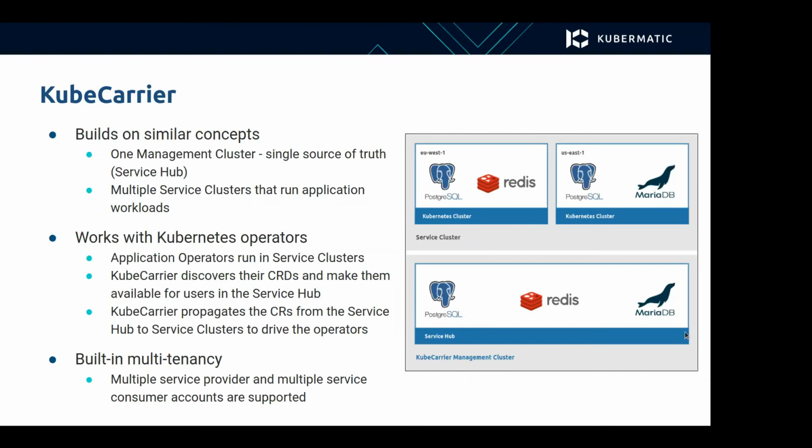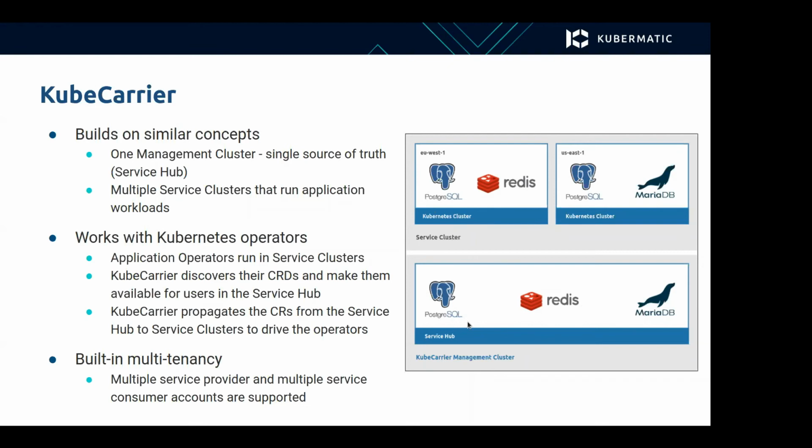But the main idea is that you deploy, as you can see on this picture, on the bottom side, I have our management cluster through which you can manage your application deployment into multiple clusters, and on the top I have a service cluster. And the way KubeCarrier works is that you deploy application operators into the service clusters. And then KubeCarrier discovers custom resources provided by those operators in the service clusters, and will make them available for consumption in the KubeCarrier service hub.